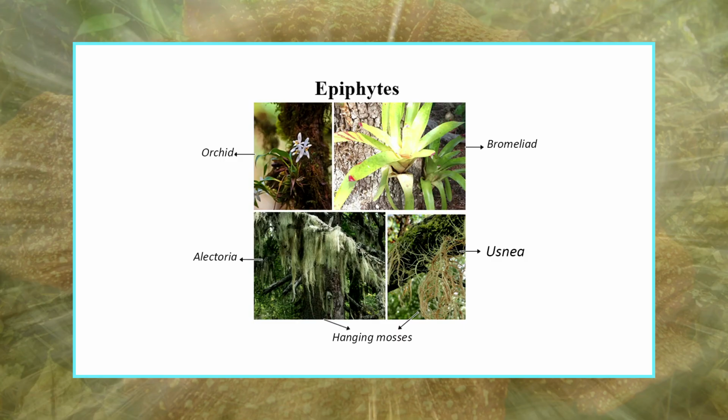Plants that grow on other plants only for support and not for water or food supply are known as epiphytes. They differ from the lianas in that they are not rooted into the soil. Certain common examples of epiphytes are orchids, bromeliads, hanging mosses, Usnea and Tillandsia.